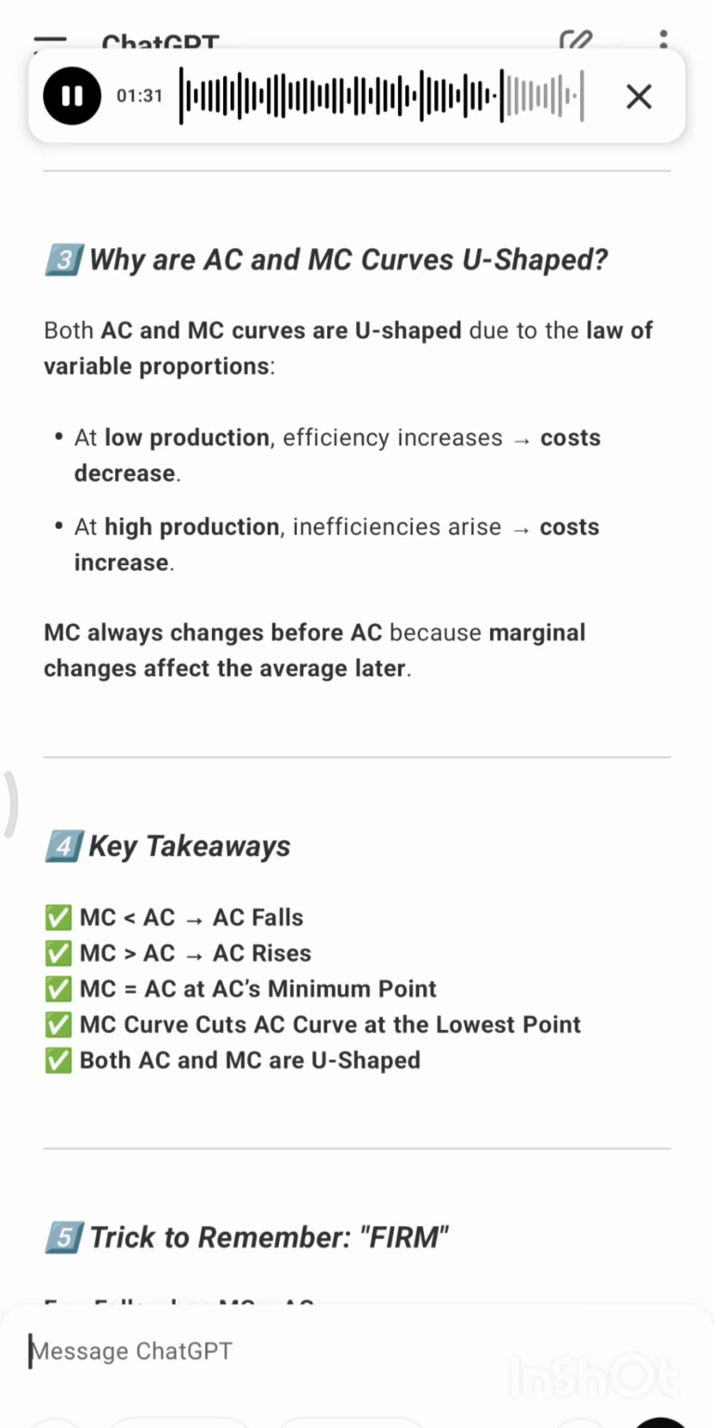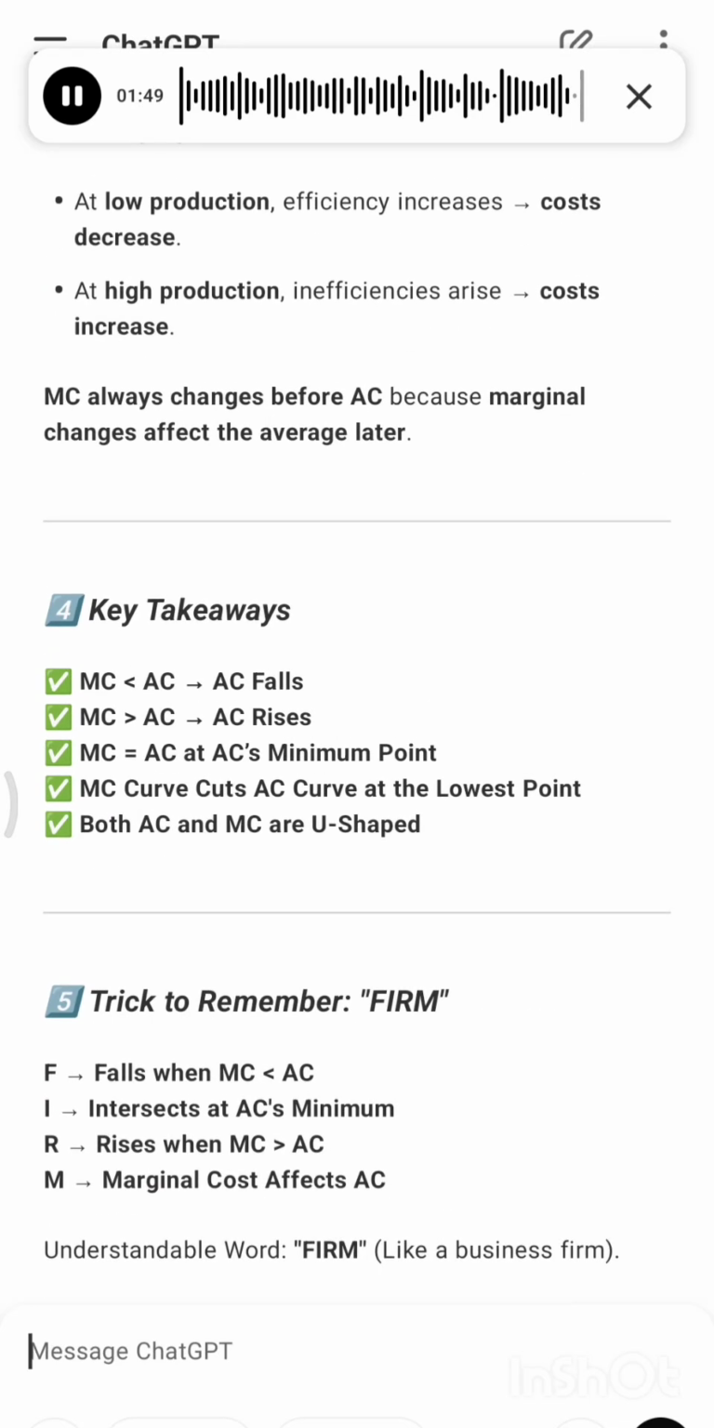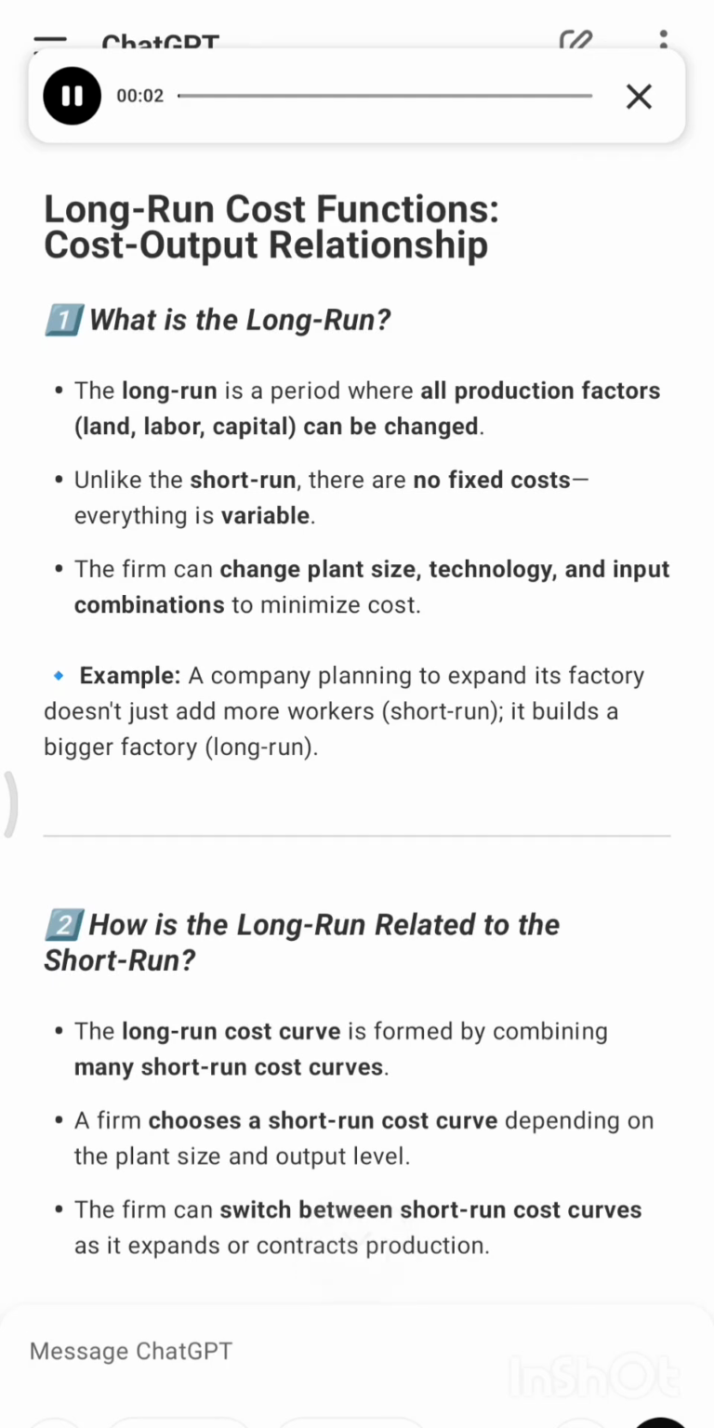When MC is less than AC, AC falls. When MC is greater than AC, AC rises. MC equals AC at AC's minimum point. The MC curve cuts the AC curve at the lowest point. Both AC and MC are U-shaped. Trick to remember, FIRM: AC falls when MC is below it, MC intersects at AC's minimum, and AC rises when MC is above it. Marginal cost fixes. An understandable word, firm, like a business firm. Cost-output relationship.